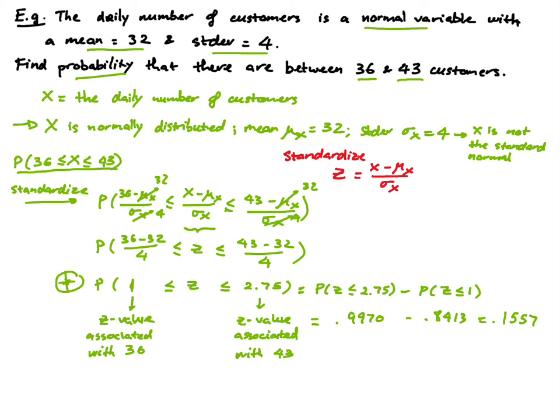So in this video, we looked at how we apply standardization to find probabilities of a non-standard normal variable. The idea is whenever you do the standardization, if you do something to X, you have to do it to the other values in the inequality as well.